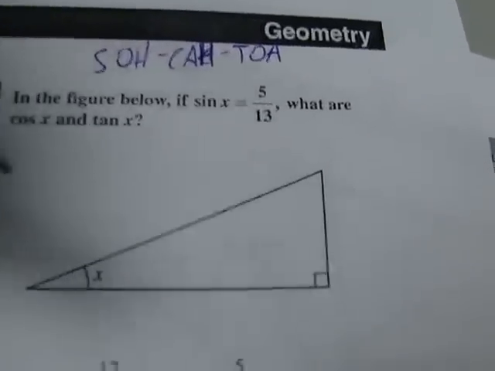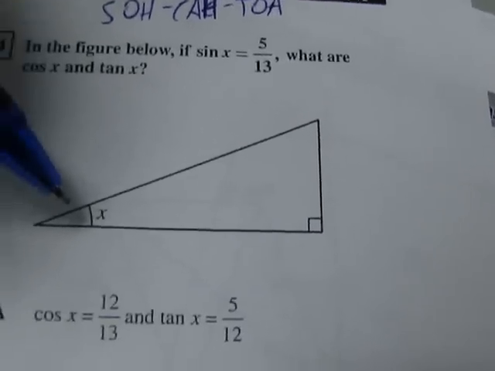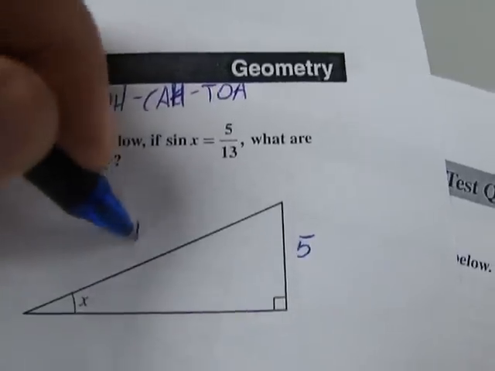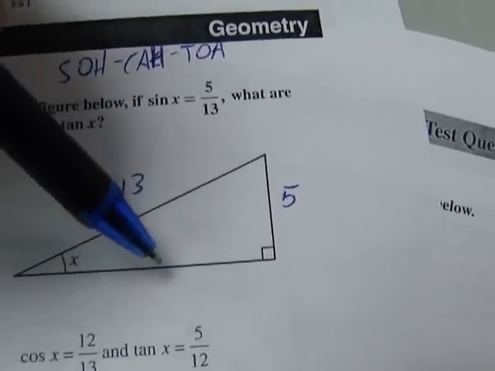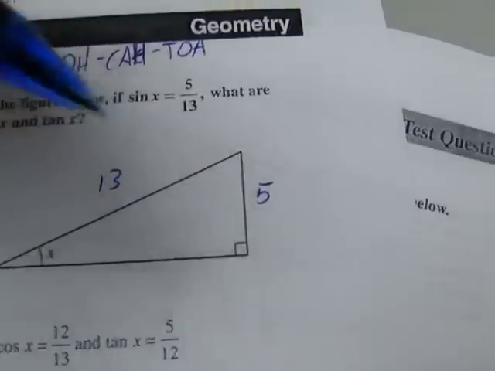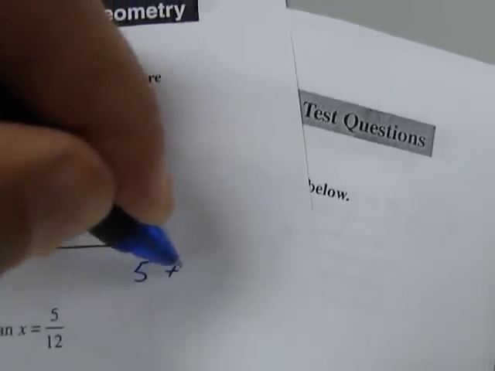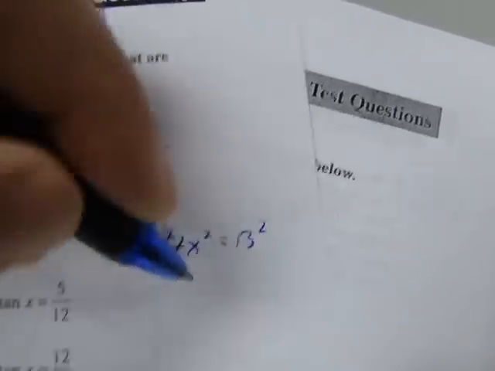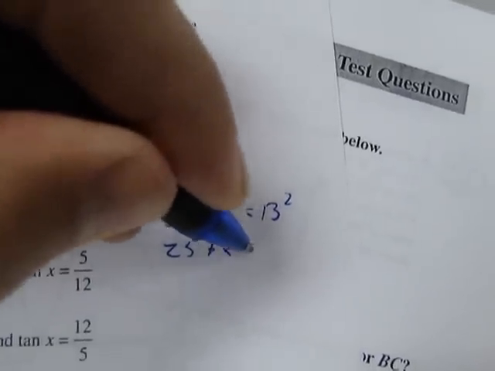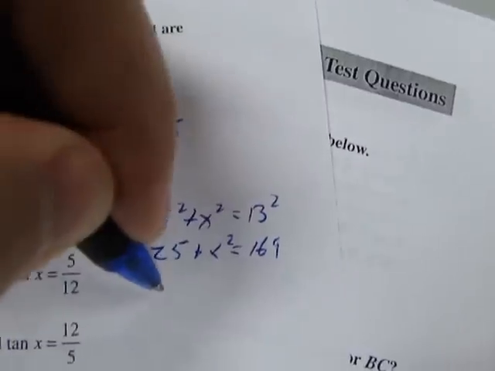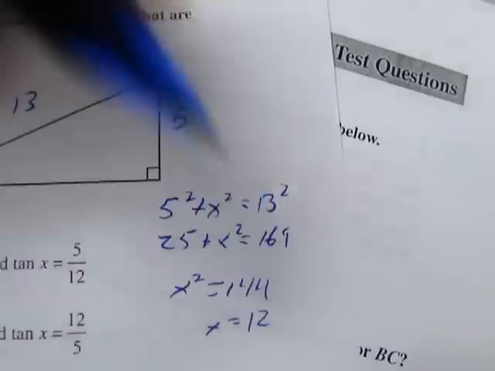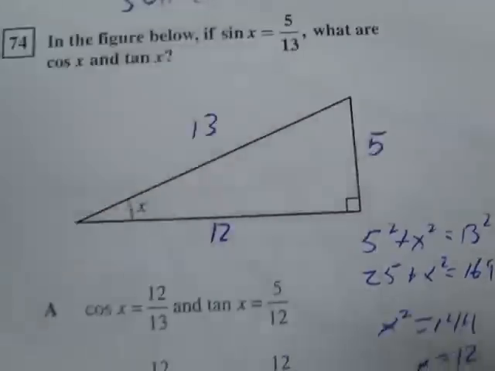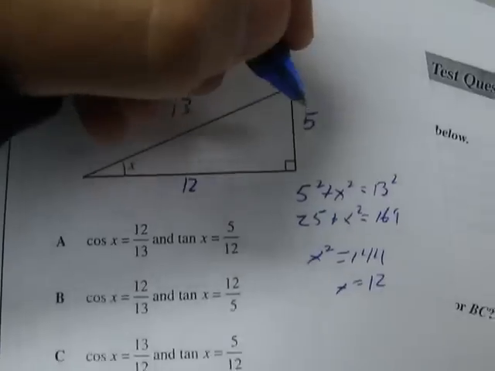Okay, so the sine is 5 over 13. That means the opposite over the hypotenuse is 5 over 13. So let's just put 5 for the opposite and 13 for the hypotenuse. Now, we're not given this one, but we can do the Pythagorean theorem to find it. So it's going to be 5 squared plus x squared equals 13 squared. It's 25 plus x squared equals 169. That is x squared equals 144. That's x equals 12. Okay, so we've got a 12 here. Now, this was the opposite.